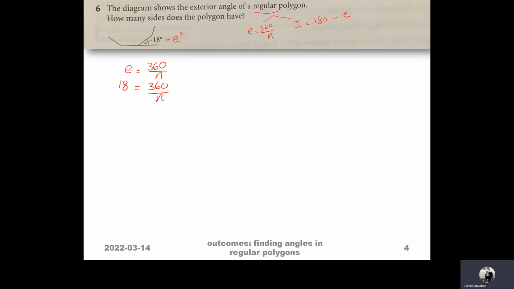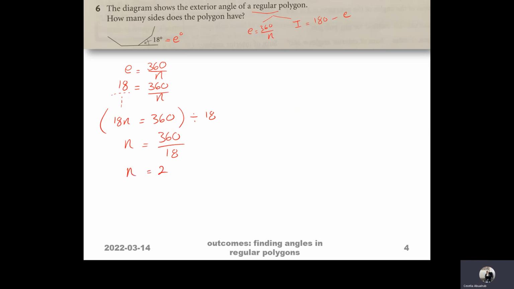So we have an equation here with one unknown, which is N. Remember, 18 means 18 over 1. Cross multiply. N times 18 will come down to 18N, and 1 times 360 will be 360. Now we're going to divide all by 18 to get rid of the coefficient of N, because we're calculating for N. So N is equal to 360 over 18. And if you divide 360 by 18, the answer will be 20.